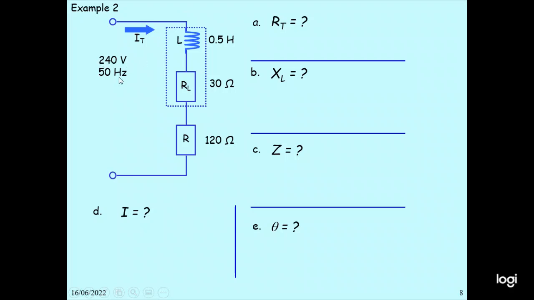We have to calculate RT. RT equals R plus Rl. So you got 120 plus 30, you got 150 ohm. So this is the R value.